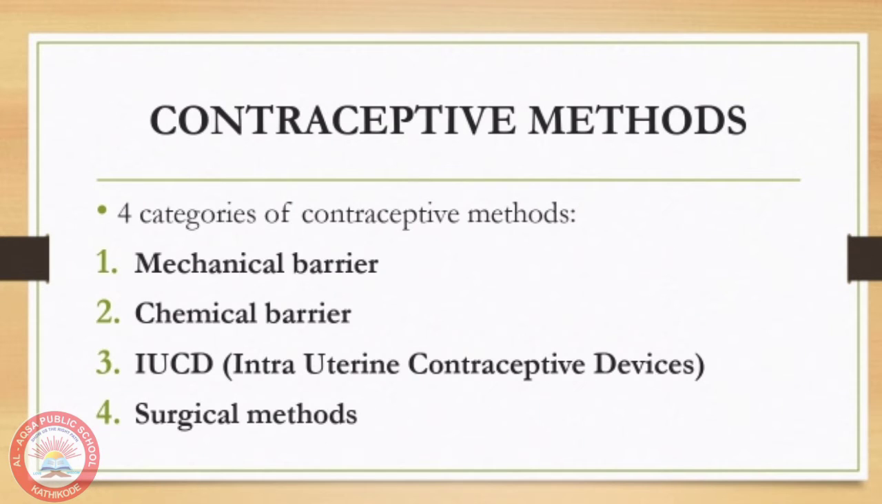Let us see what a contraceptive method is. Contraceptive methods are the different ways by which birth can be controlled, or we can prevent the fertilization of egg and sperm. There are mainly 4 categories of contraceptive methods: mechanical barrier, chemical barrier, IUCD or IUD, and surgical methods.